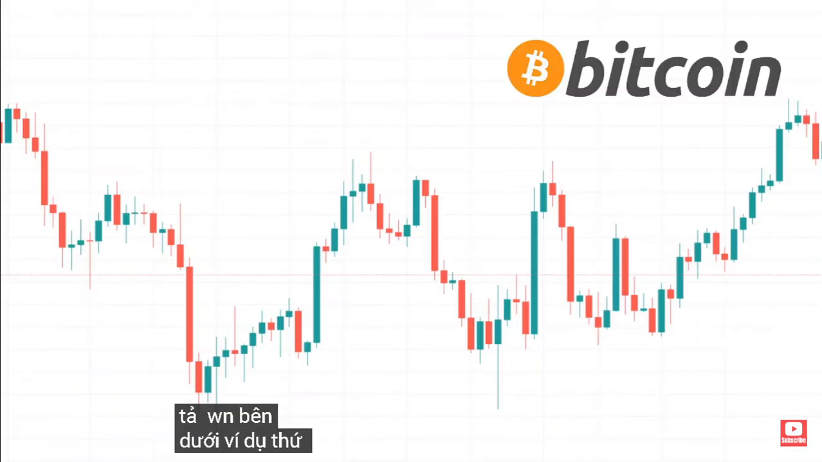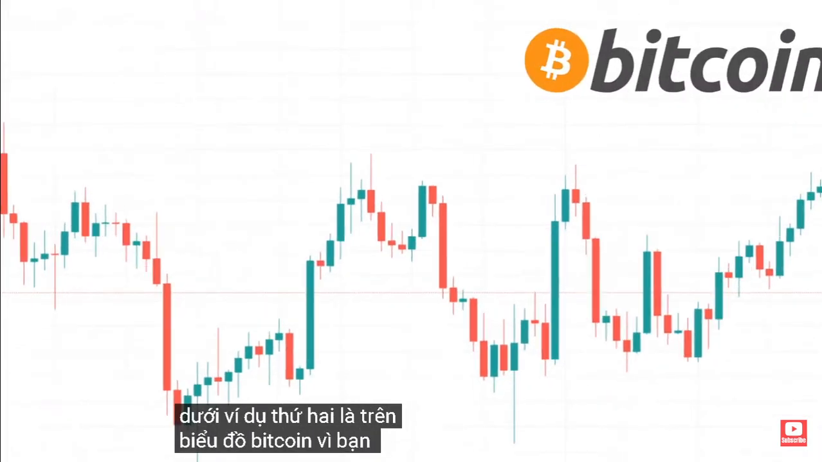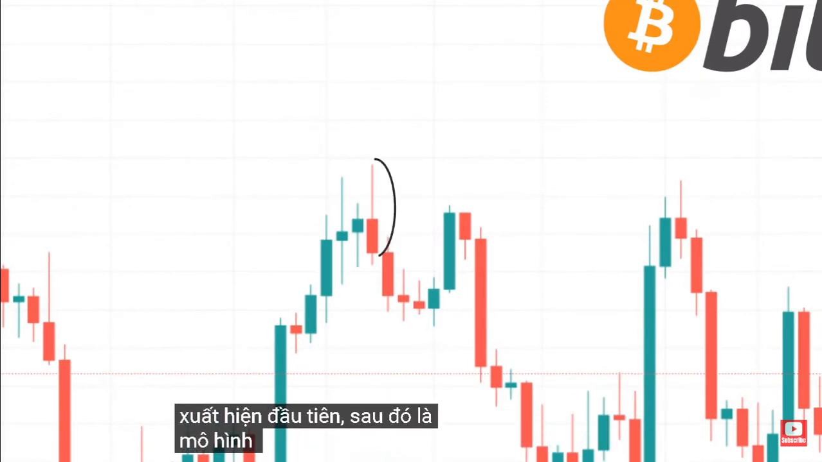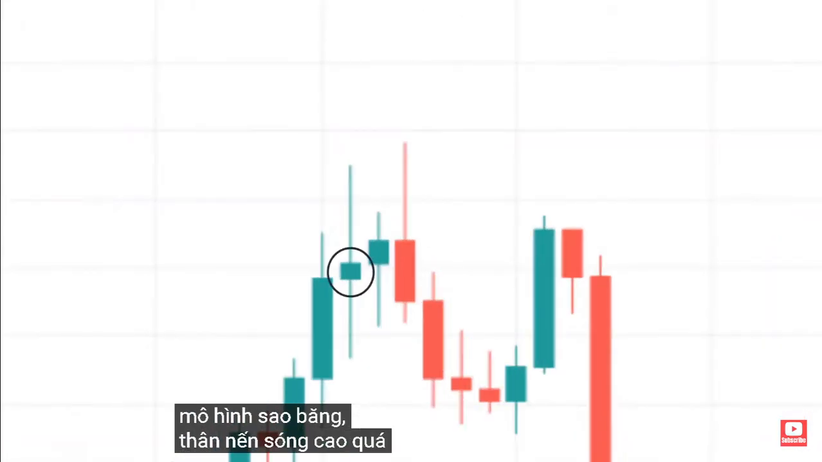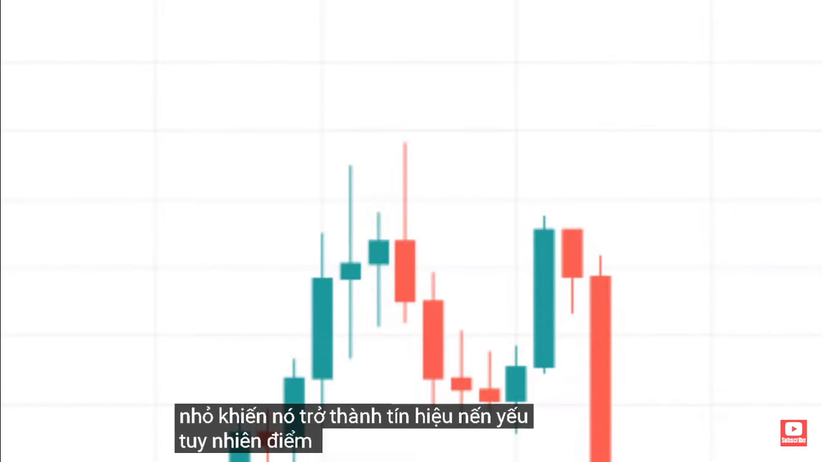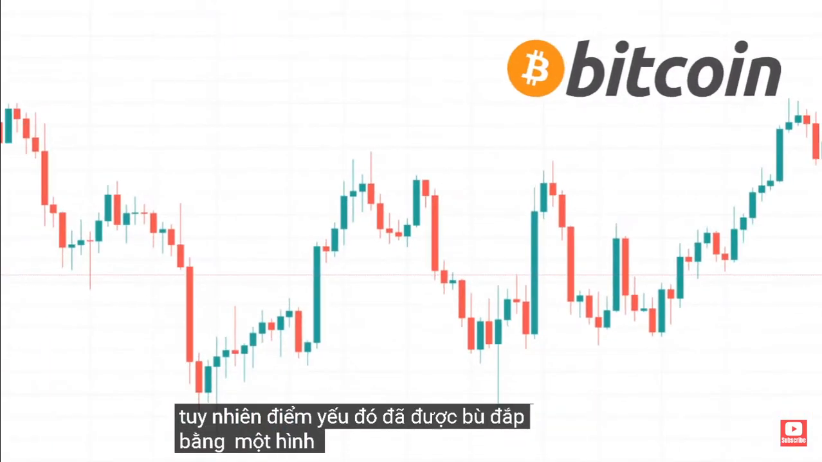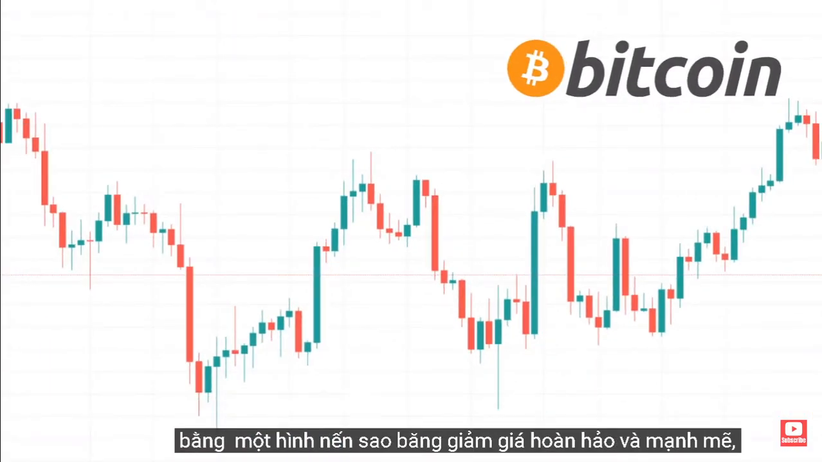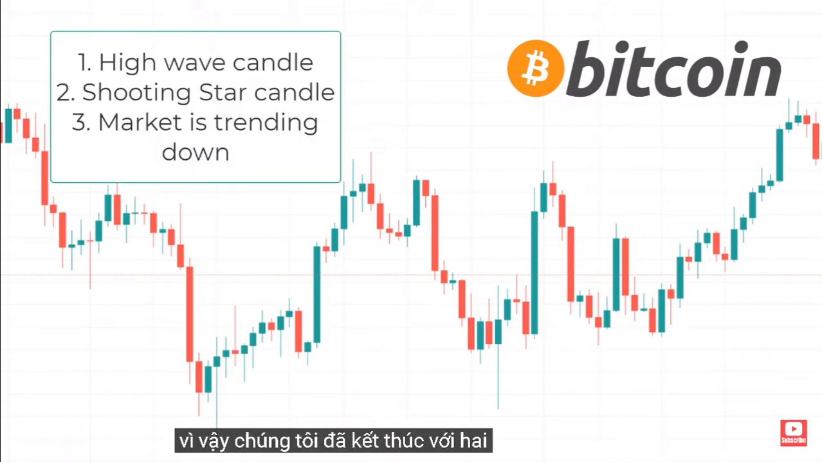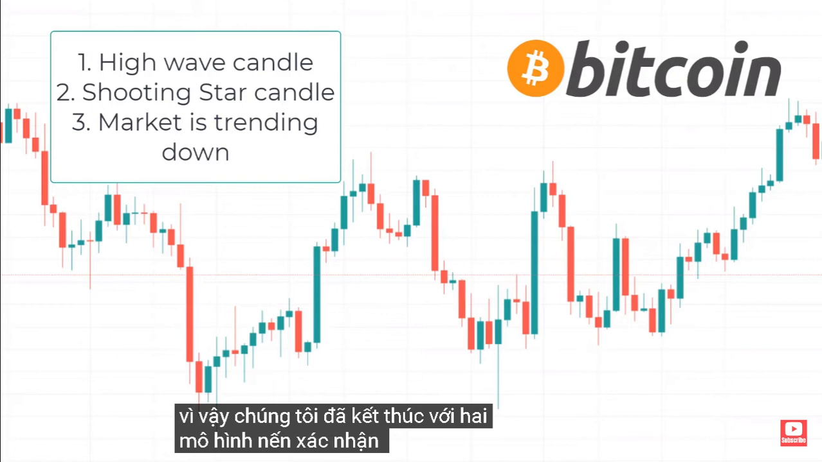The second example is on the Bitcoin chart. As you can see, the high wave candle first showed up, then was followed by the shooting star pattern. The high wave candle body is too small, which makes it a weak candle signal. However, that weakness was compensated with a perfect and powerful bearish shooting star candlestick. So we ended up with two candlestick patterns, confirming one another.